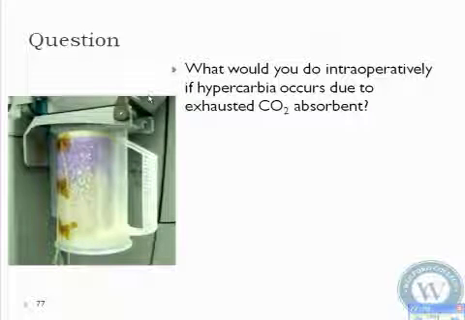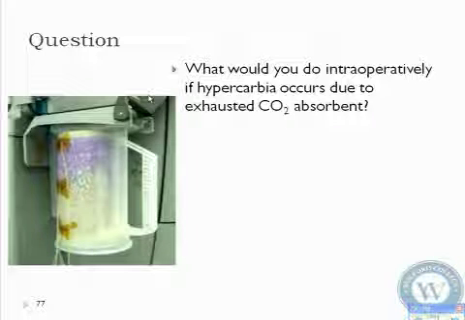I'm fixing to ask you that. Susan just said, what happens in the middle of a case? What would you do if you realize that you need to change your CO2 canister? All right? So I'm asking you that basically right now. What would you do intraoperatively if hypercarbia occurred due to exhausted CO2 absorber?